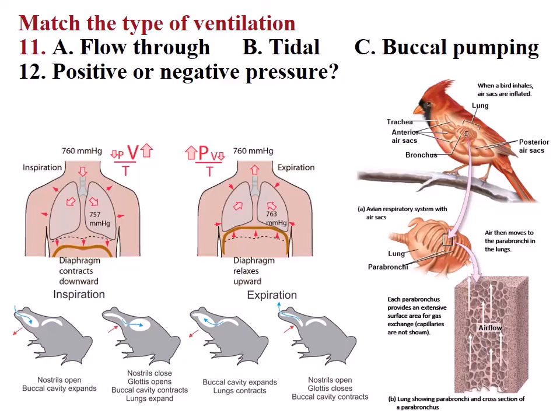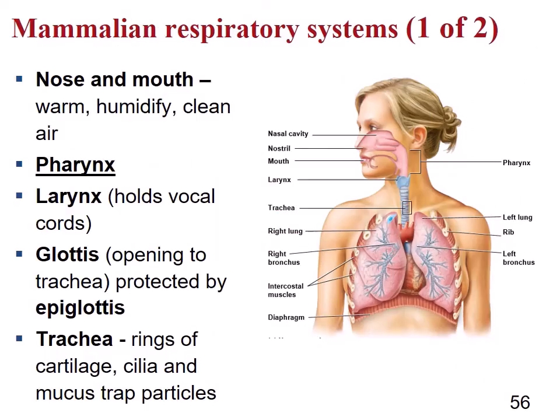So the bird is a flow-through system, and it is negative pressure. So let's take a closer look at the mammalian respiratory system. This should be relatively straightforward, and on the test these make good put-these-in-order type questions.